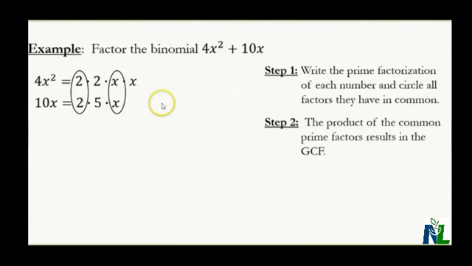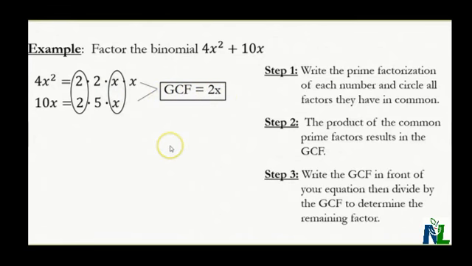The greatest common factor is the product of the common factors. So in this situation, 2 multiplied by x gives you a greatest common factor of 2x. Step 3, you need to write the GCF in front of the equation and then divide each term by the GCF to determine the remaining factor.